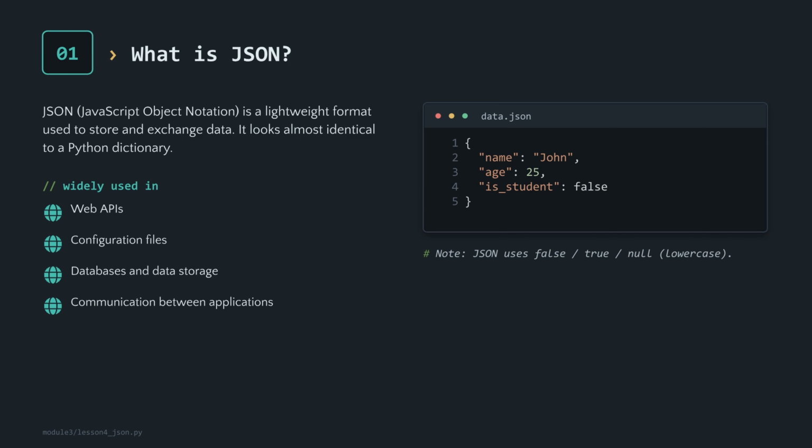So what is JSON exactly? The name stands for JavaScript Object Notation, and it's a lightweight format for storing and exchanging data. Here's the part that'll make you smile. It looks almost identical to a Python dictionary, as you can see in the example with name, age, and is_student. It's widely used in web APIs, configuration files, databases, and for communication between applications. Just one heads up in the note: JSON writes false, true, and null in lowercase.